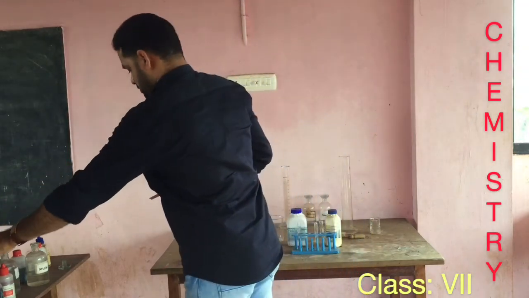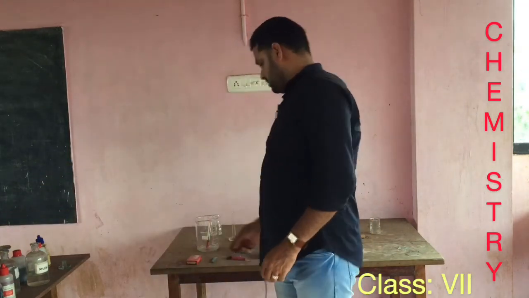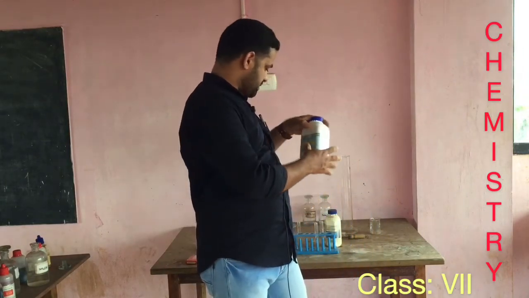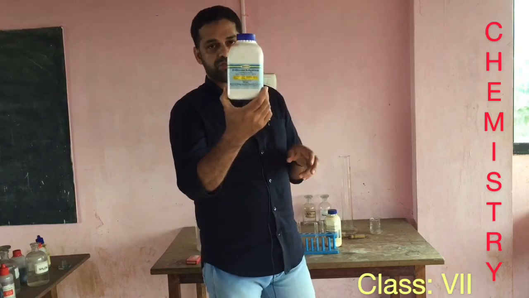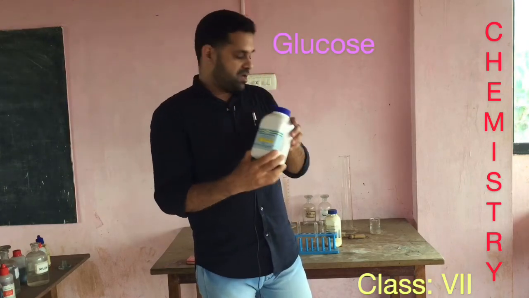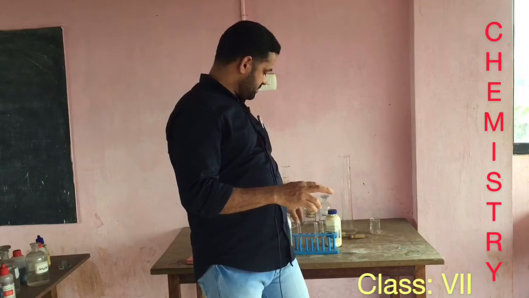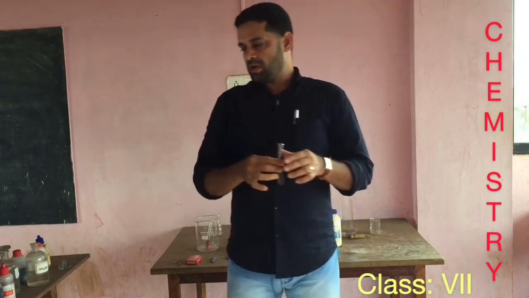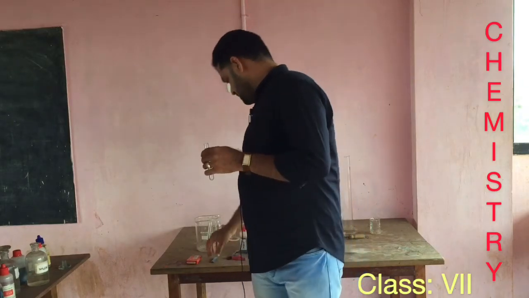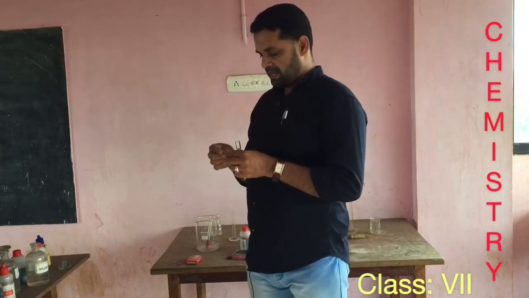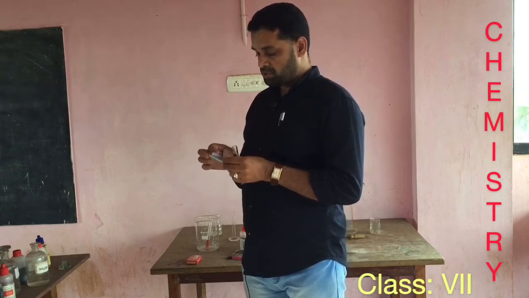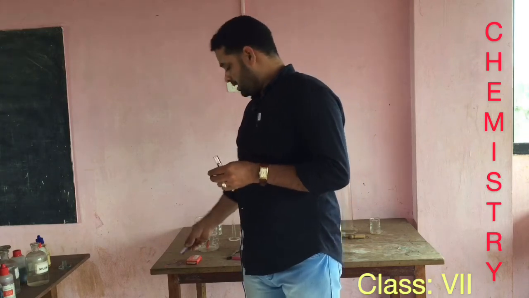And we can also do this experiment in the case of neutral substances. See, you can see this is glucose. Glucose is a neutral substance. Now, I have prepared a solution of glucose. This is a glucose solution. Now, let us see what is the color change in the litmus papers. In this neutral solution, what is the color change in the blue litmus paper and red litmus paper.